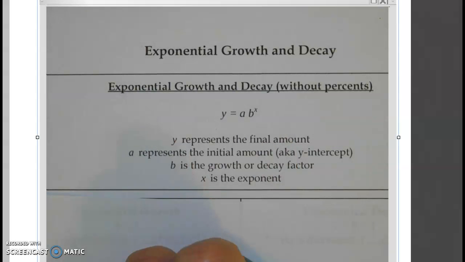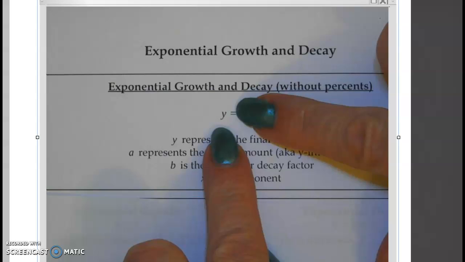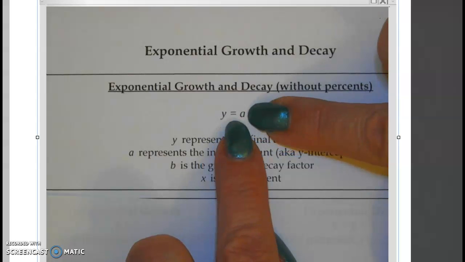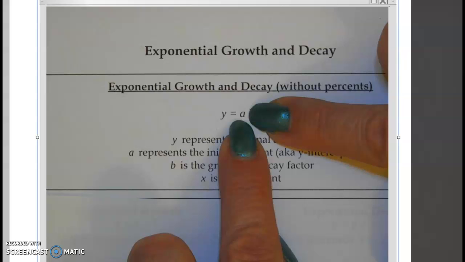Let's talk about each one of them individually. Y is what you're going to end up with in the end. That's the number we're trying to find. That's our total bacteria, dollars, whatever the equation was about. The a is my initial amount. That's what I started with, like $3, 800 bacteria, whatever it was that we started with.